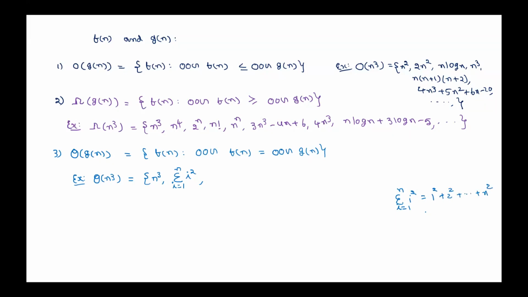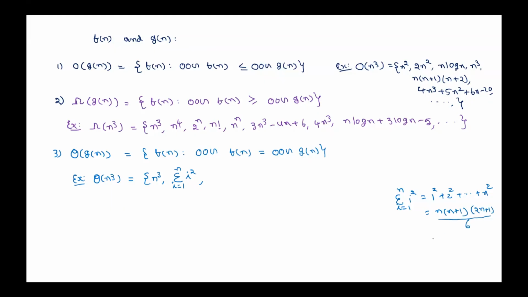It is the sum of squares of the first n natural numbers. What is the formula for the sum of squares of the first n natural numbers? n into n plus 1 into 2n plus 1 by 6.